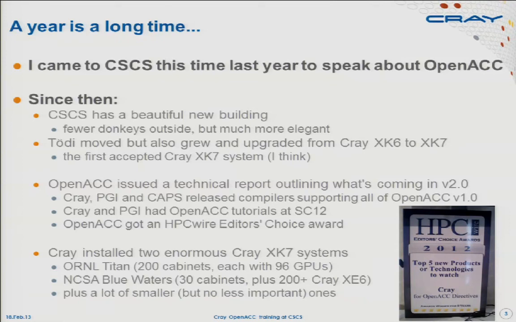OpenACC has also grown. There's a technical report out saying what's going to come in the next version of OpenACC. That's version 2, which is going to be out in the next few months. In the last year, Cray, PGI, and CAPS have all released full compilers.